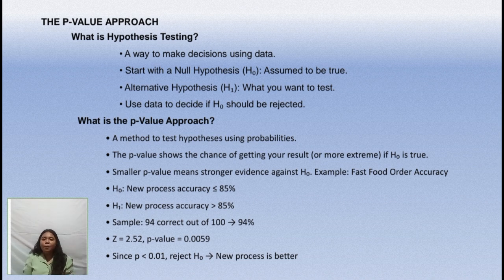And then step 2 is the sample proportion. This is from the data, so X is 94, which is the correct orders, and N is 100, the total orders. So the sample proportion is p equals X over N, so 94 over 100 is equal to 0.94. Step 3 is to calculate the Z statistic.